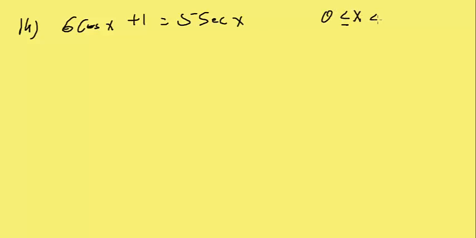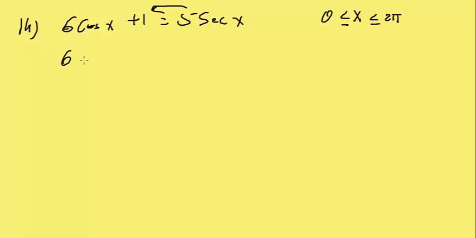Okay, this is problem number 14. I have 6 cosine of x plus 1 is equal to 5 secant of x. They do give us a domain restriction on this one. They said my x has to be greater than or equal to 0, but less than or equal to 2 pi. So I'm including the endpoints. Now, the first thing I have to do is take everything to one side. So I'm going to take everything to one side.